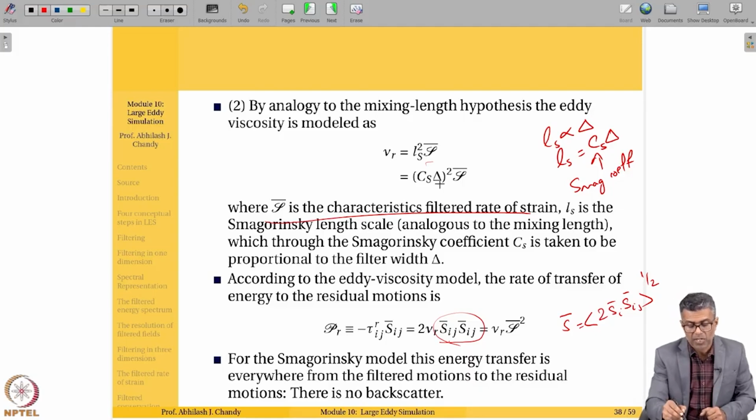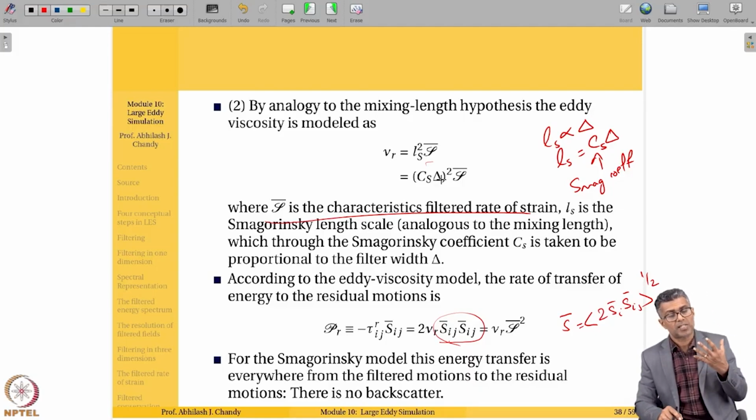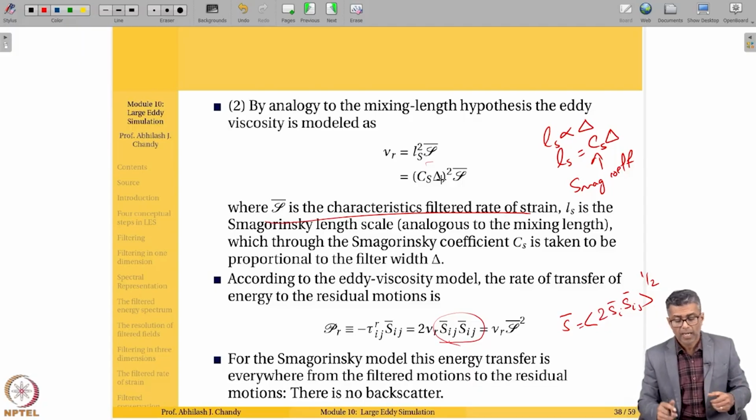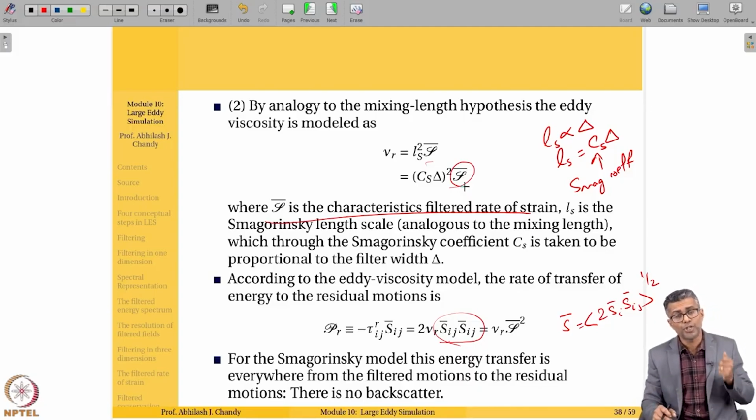Or Cs² times delta squared times S bar. Now think about it. Cs is a number. Cs squared is going to be positive. Delta is going to be positive. Delta squared is positive. S bar is again a positive number because it is the magnitude of a tensor. So it is again a positive number. Nu r is going to be positive because of that.